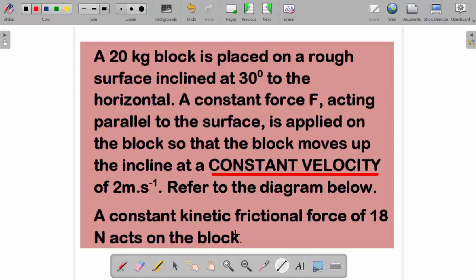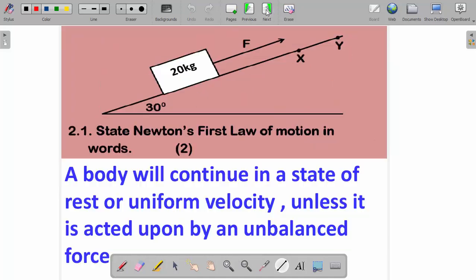Let us now see the diagram. This is our velocity here, which is 2 meters per second, and then this is our friction, which is 18 newtons acting on the block. What are the questions saying? Let us check now the question. This is our diagram here.